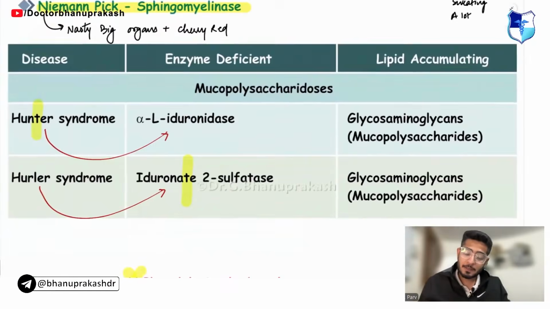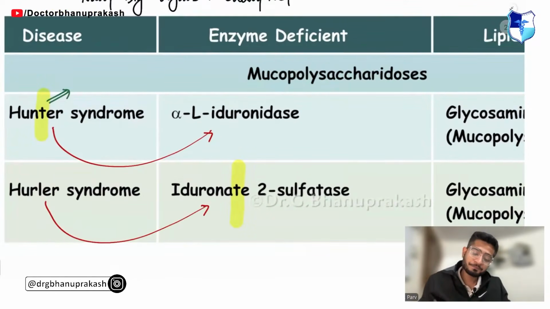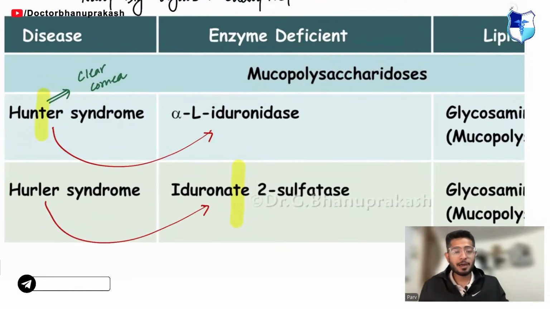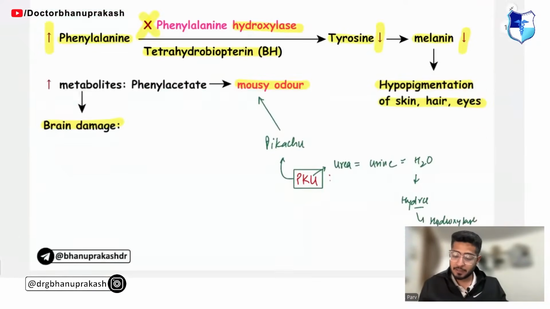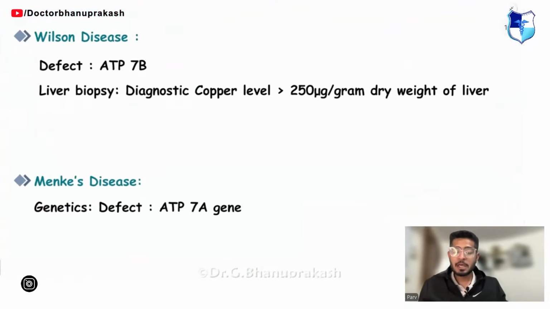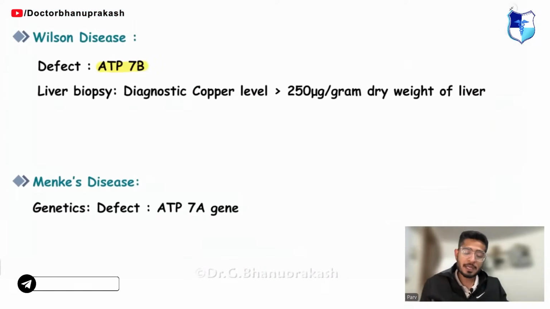One important thing: Hunter, in order to hunt, will have a clear cornea. So the cornea is not damaged in Hunter, whereas in Hurler the cornea is damaged. This is another thing you have to understand, and this has been asked as a question.